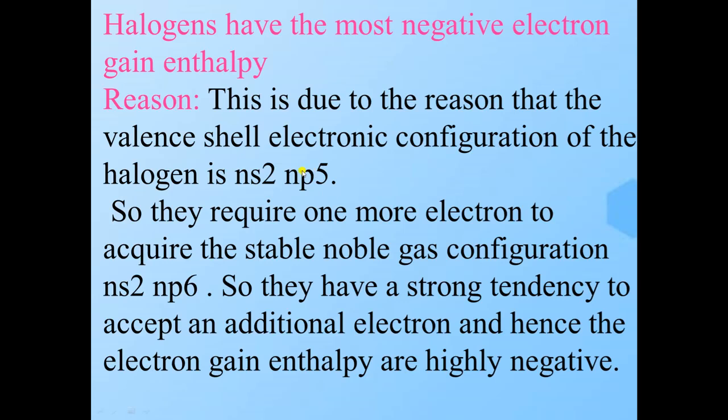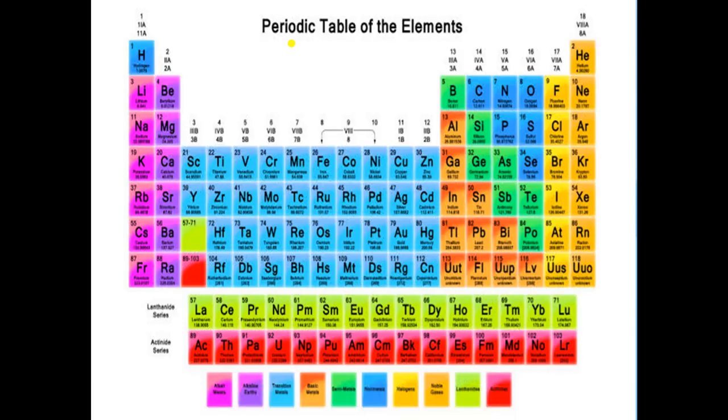Now there is one more question: halogens, that means group 17 elements, have the most negative electron gain enthalpy. So understand the question. The group 17 elements can add one electron easily. So think about it. Why? Because in their valence shell 7 electrons are filled, and they can easily accept one electron to complete their octet. That is why they can easily add one electron, and if they can easily add one electron, that means their electron gain enthalpy will be more negative.